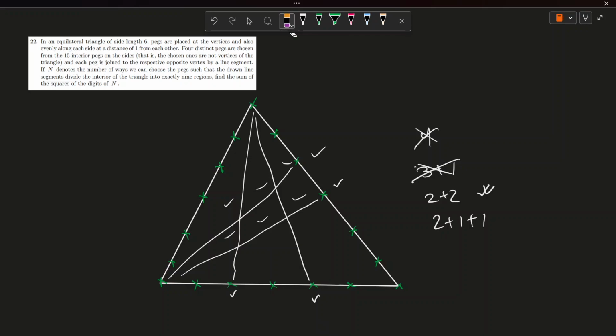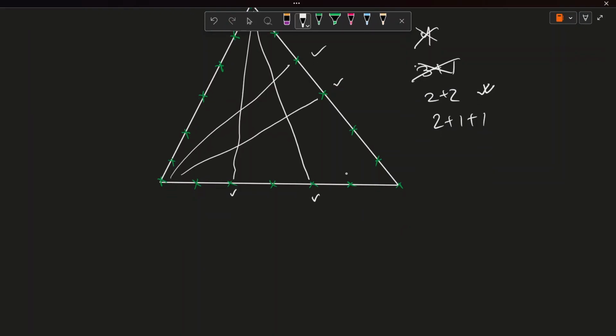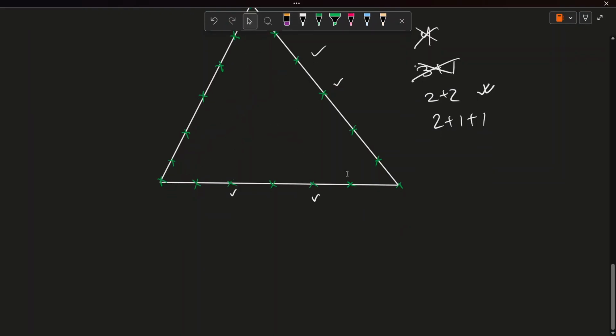So first let us count the total number of ways of doing 2 plus 2, which is basically the total number of ways of choosing two pegs from two different sides. So first we need to choose the two different sides. Total there are three sides, and to choose two of them there are three ways, three choose two, and from each side there are 5C2 ways of choosing two pegs.